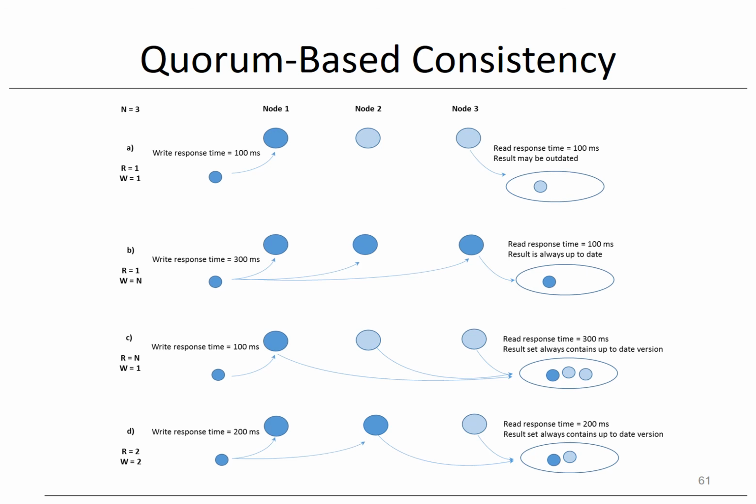Configuration D represents a situation where both r equals 2 and w equals 2. A write operation is completed after 2 nodes have received the updated value, so the write time is 200 milliseconds. Now, a read operation is completed once the response from 2 nodes is received, so the read time amounts to 200 milliseconds as well.